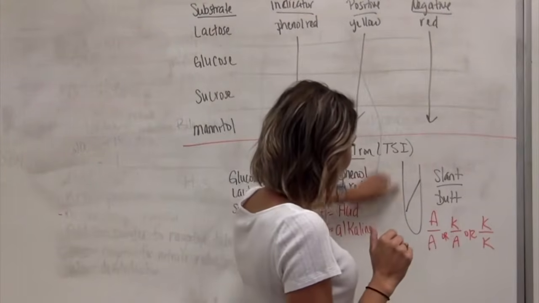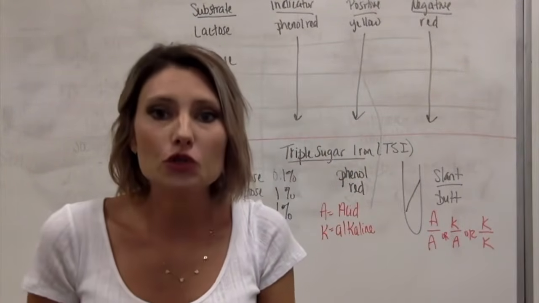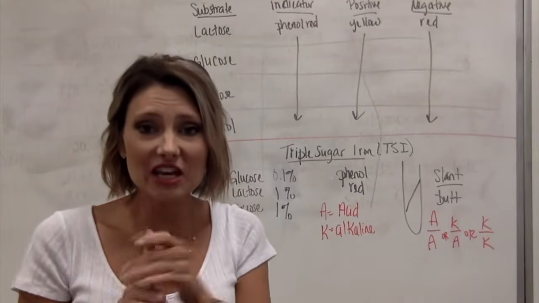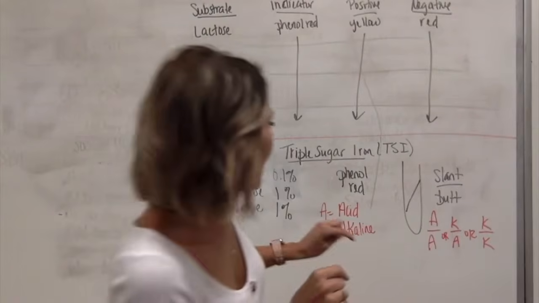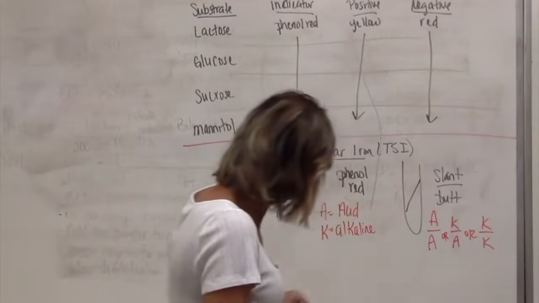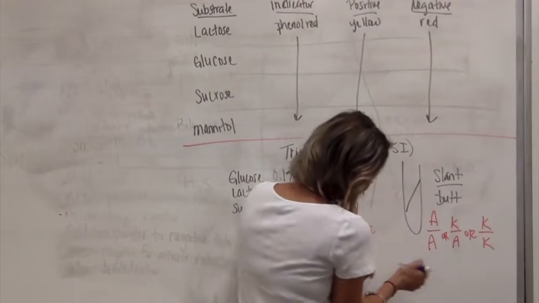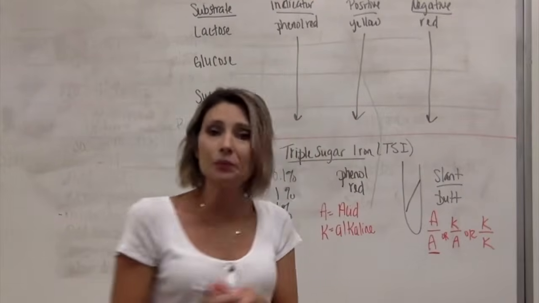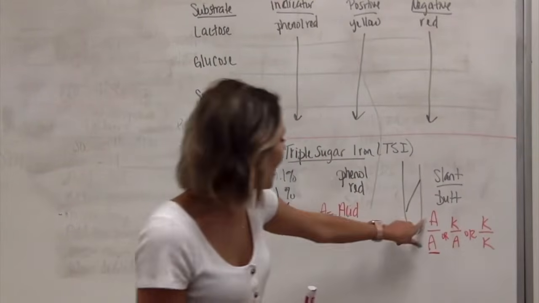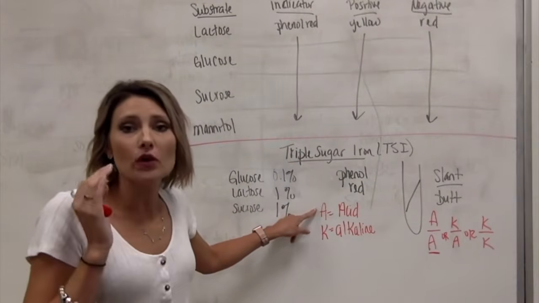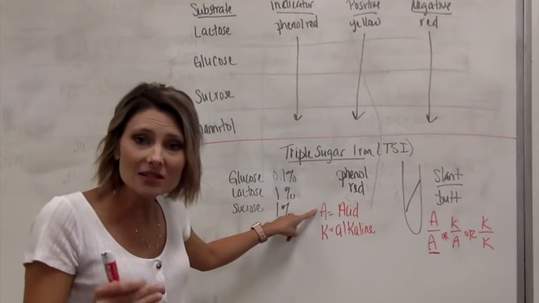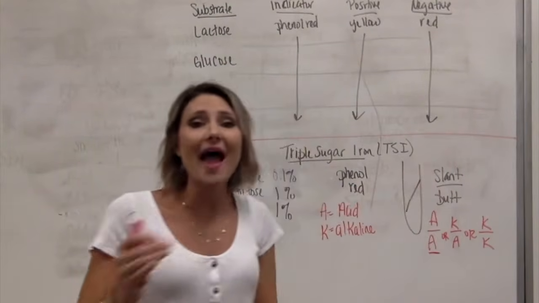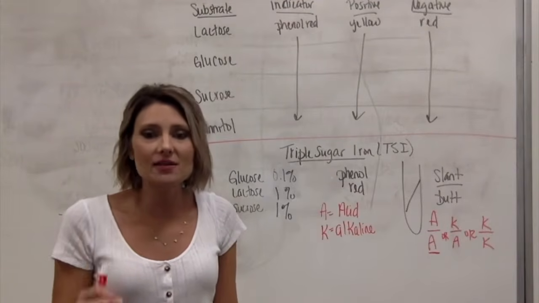So let's talk about those colors that we're going to get. If you get an all yellow tube, so the entire tube has turned yellow, that means that fermentation has occurred, and you are going to record a reaction of A over A for that tube. A stands for acid. So if you get an all yellow tube, acid was produced in that tube, you get an A over A. Both the slant and the butt have turned yellow. So that is a positive fermentation.